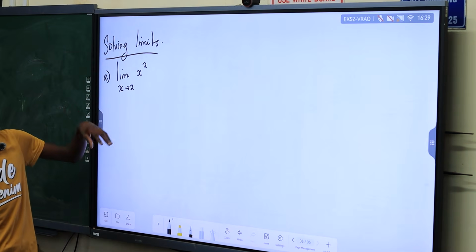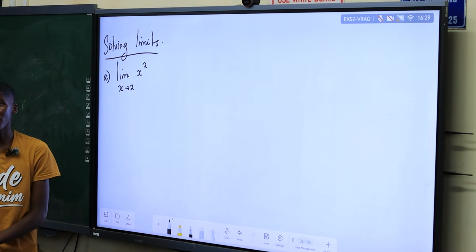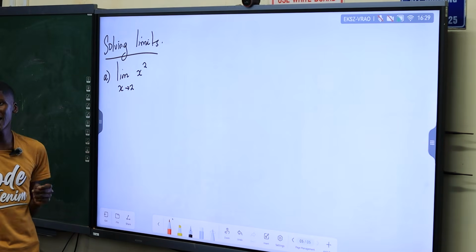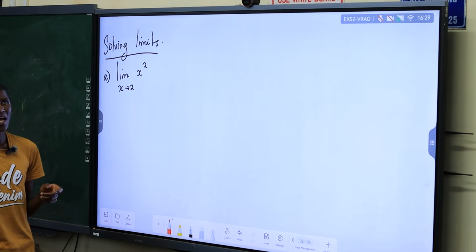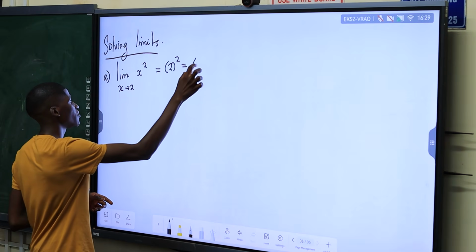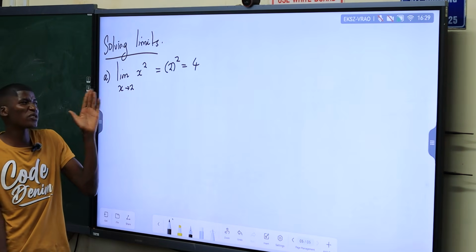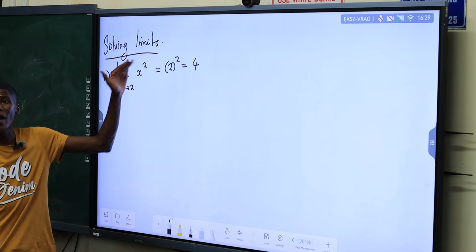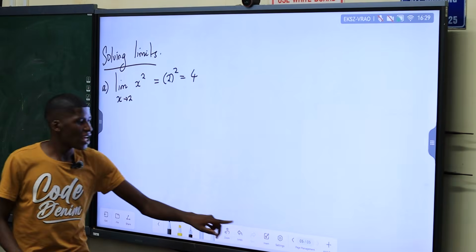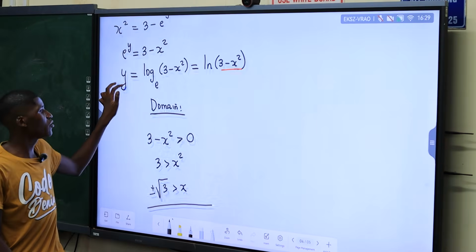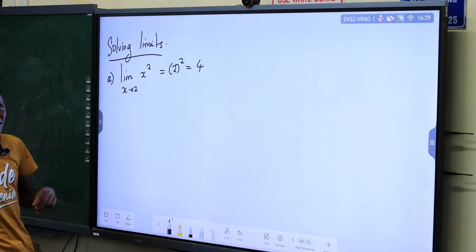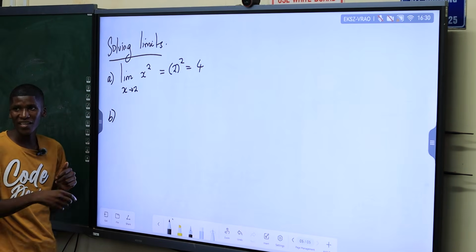Let's say you have this equation. What do you do? You just attempt to substitute. Where there is x, put 2. If you do that, this is just going to be equal to 2 squared, which is 4, because the value at x equals 2 exactly. So y is equal to 4. The y values in a limit approach 4. So basically you can just substitute. Always try to substitute first.